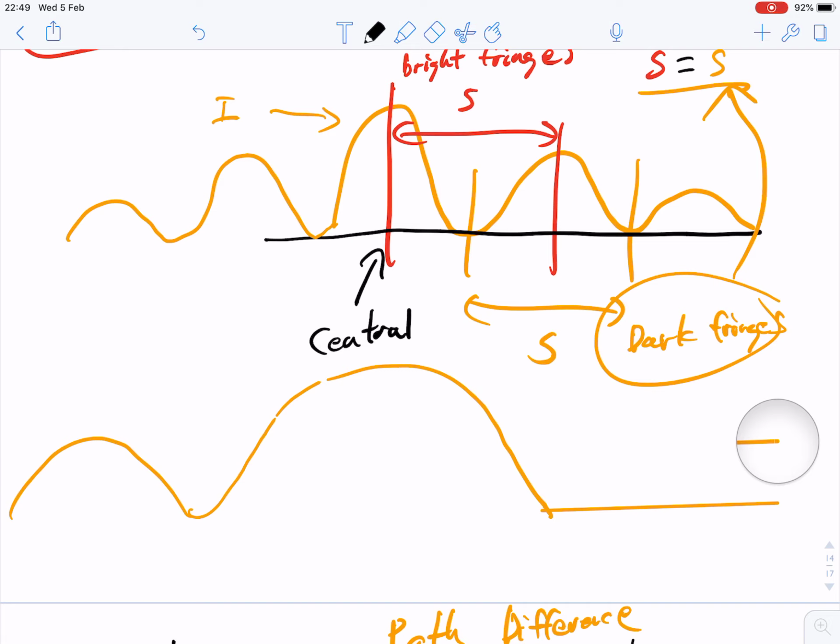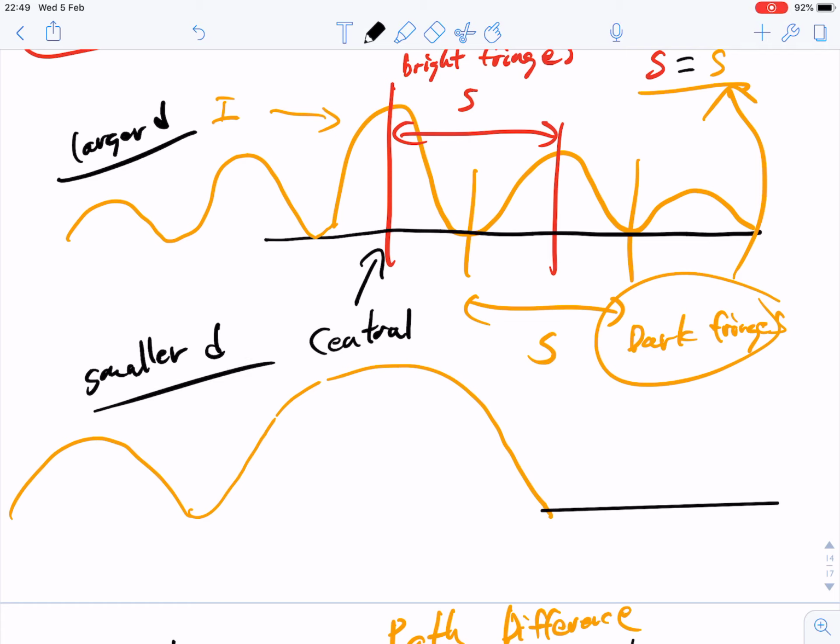This is a smaller d, and this is a larger d. So you might be expected to understand relationships like that. I'll go over the examples in the third follow-up video.